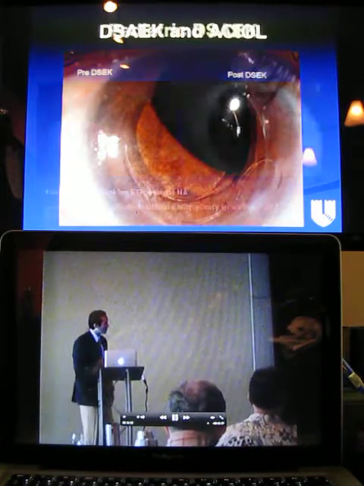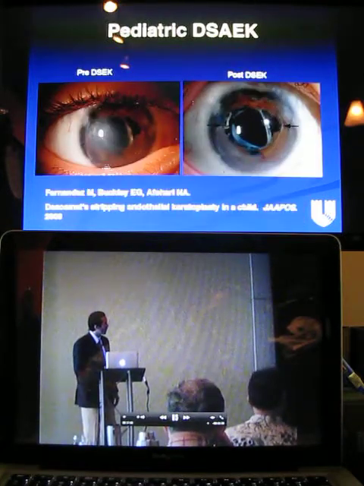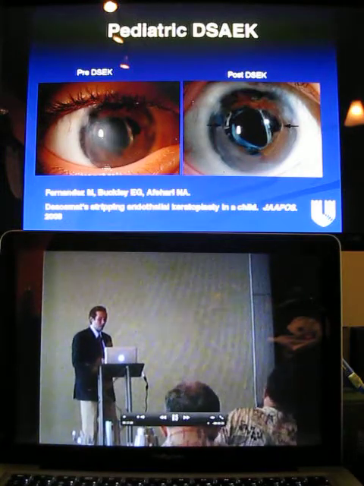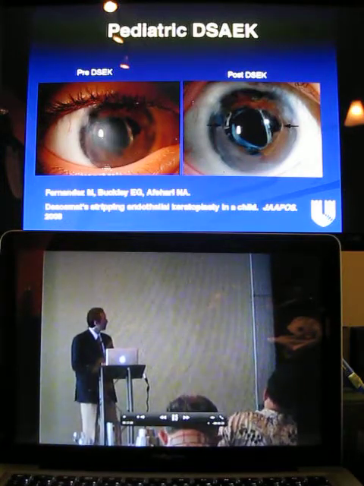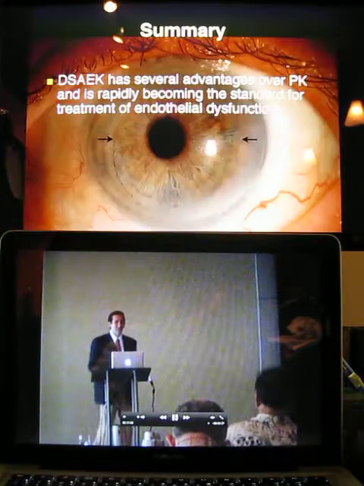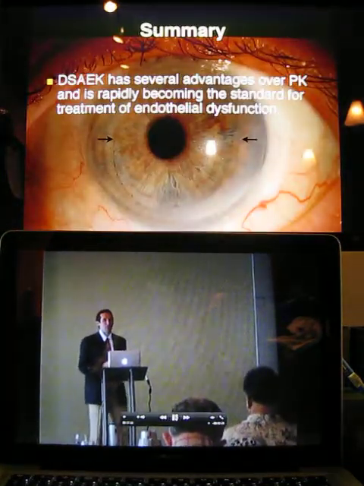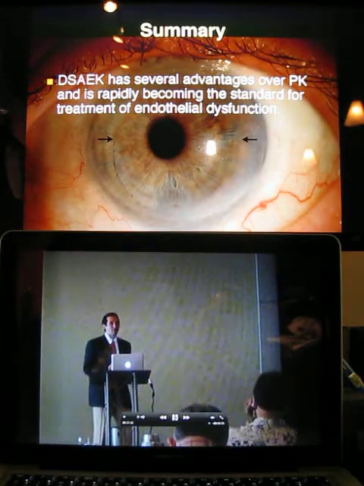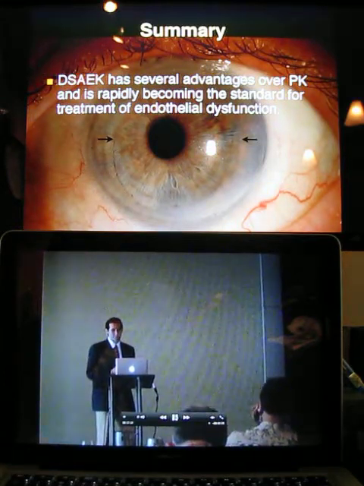Here you see an excellent outcome in a pediatric endothelial failure patient with a beautifully clear cornea after 6 months. In summary, DSAEK has several advantages over penetrating keratoplasty and is quickly becoming the standard of care for endothelial dysfunction.